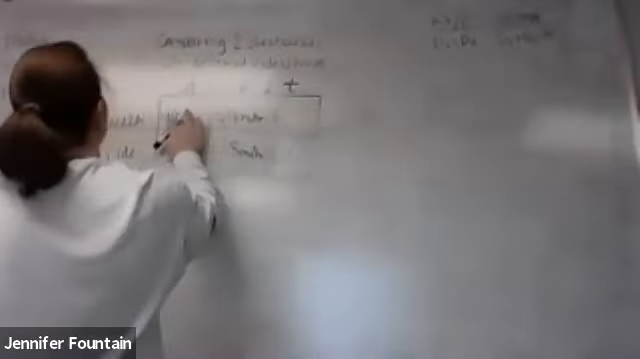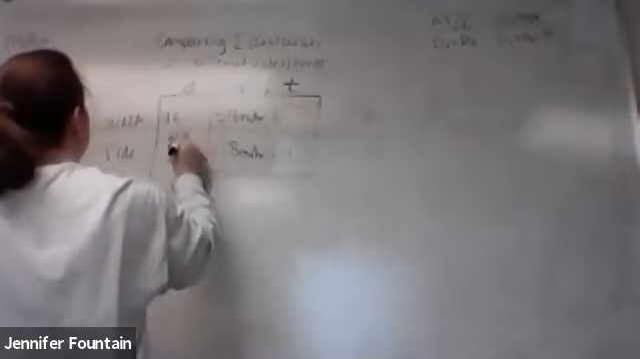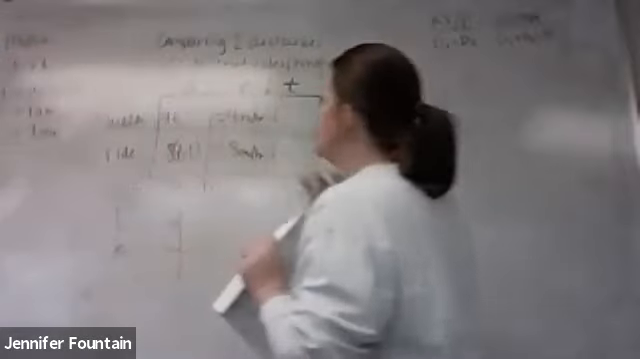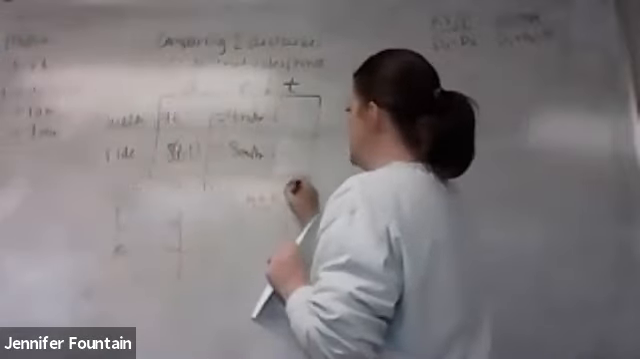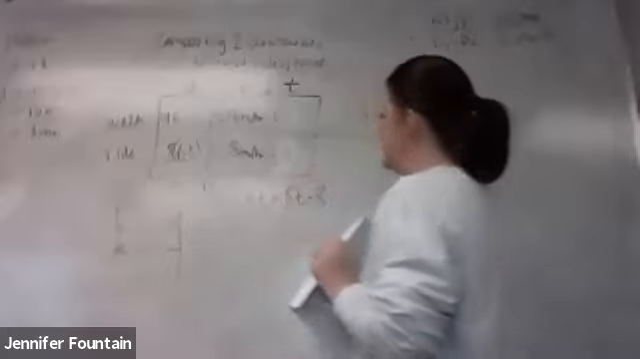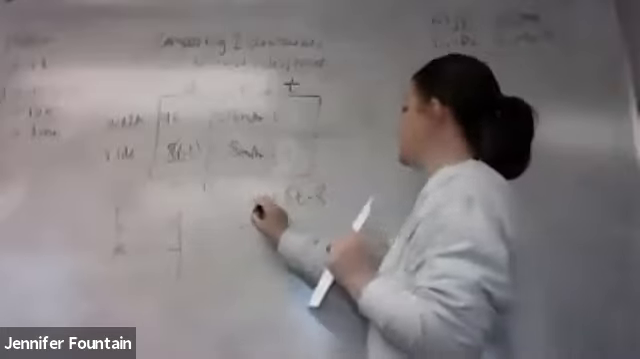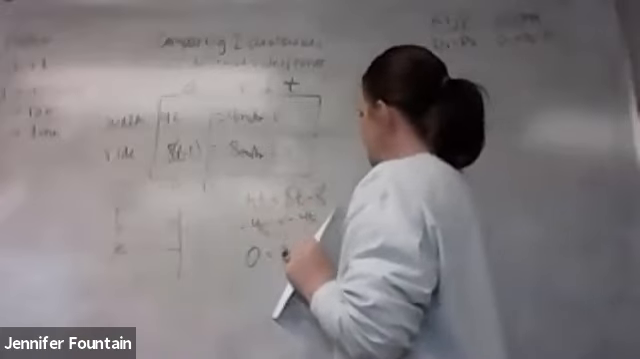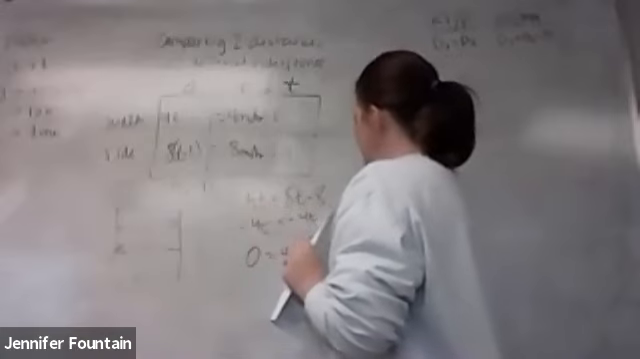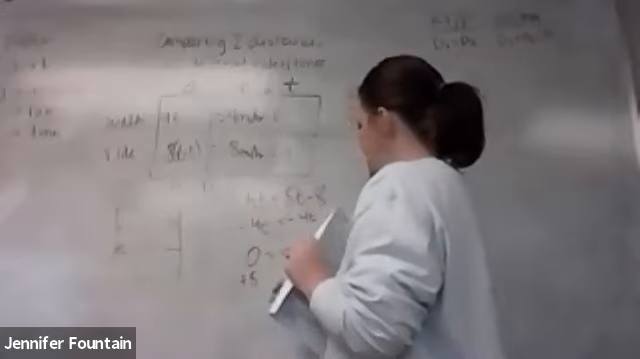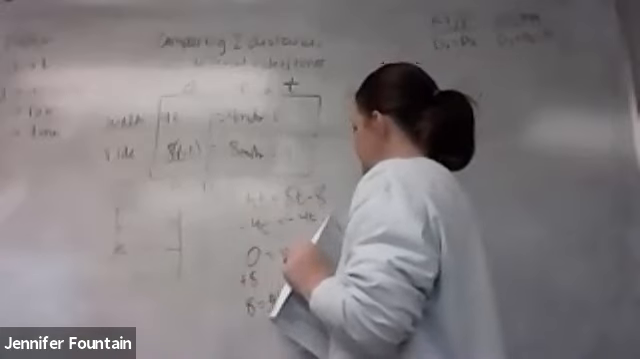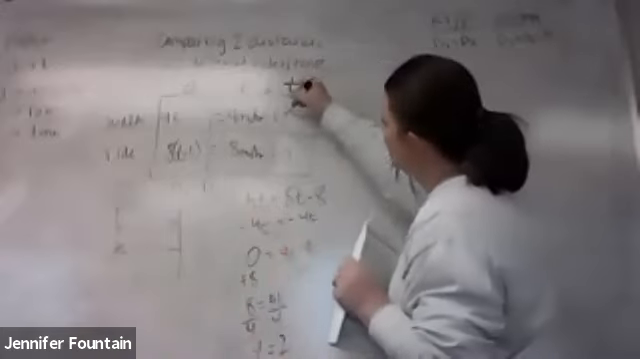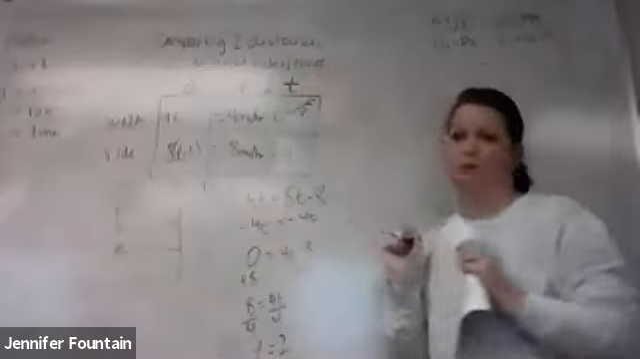So now my distance should be 4 times T. 8 should be 8 times T minus 1. So now when I set up, I have 4T is equal to 8T minus 8. Subtract 4T. So I have 0 is equal to 4T minus 8. Add 8. 8 equals 4T. Divide by 4. T is 2. So now this is 2 hours.